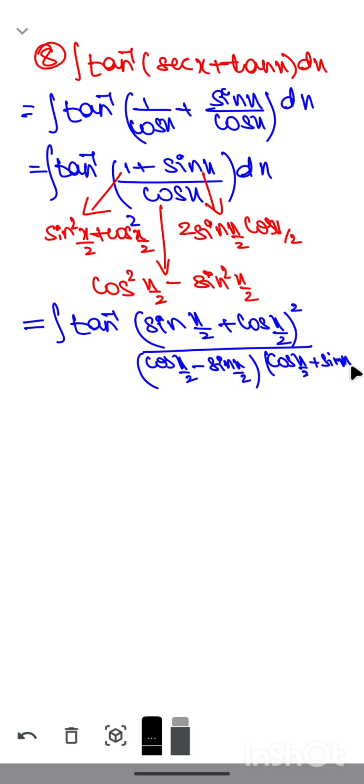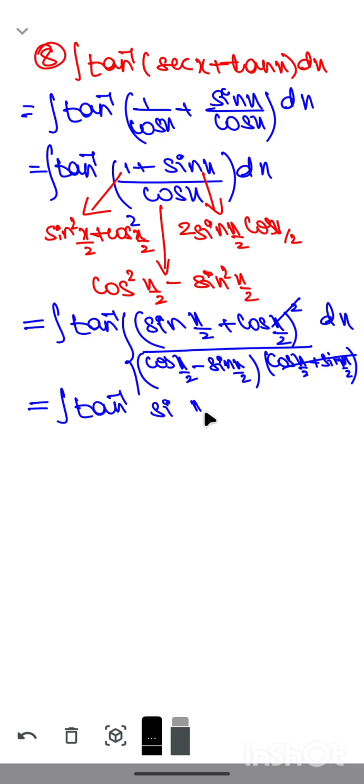Okay. Now the numerator factor of sin x by 2 plus cos x by 2 and the denominator factor of sin x by 2 plus cos x by 2 can be cancelled. What is remaining? Remaining is integration of tan inverse of sin x by 2 plus cos x by 2, whole divided by cos x by 2 minus sin x by 2.